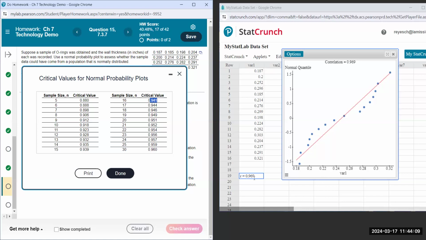My value is 0.969, which is higher than this cutoff. If mine had been weaker than this number, then I can't do the study. I would have to go back and maybe measure some more O-rings. But since the strength of my association here is higher than this critical value, we're okay. I don't know if they're going to ask for that, so let me write it down here.